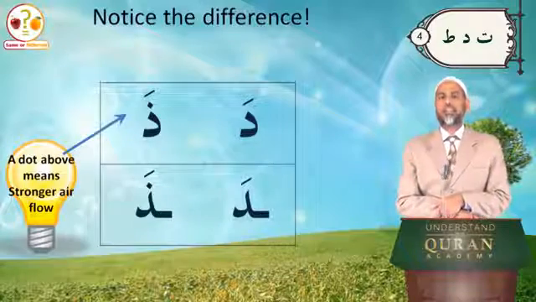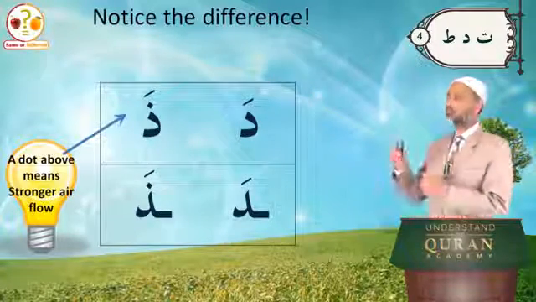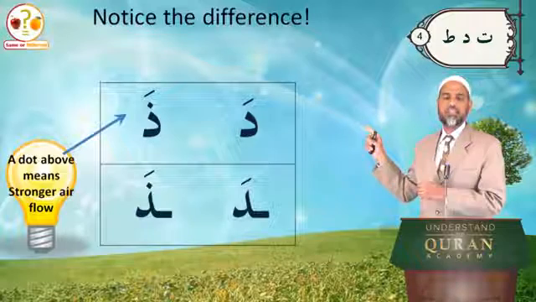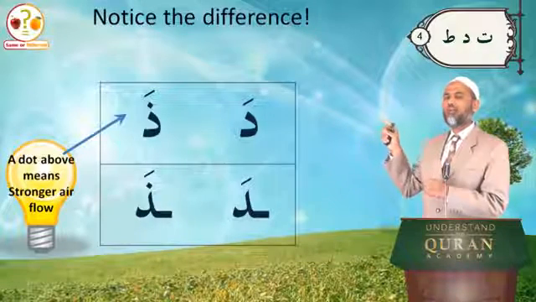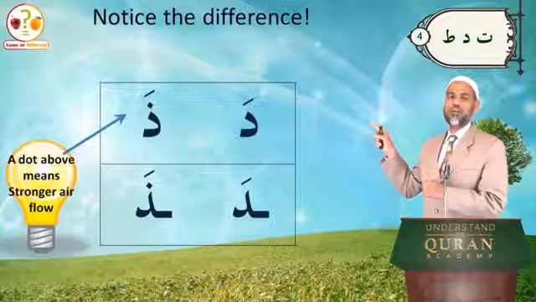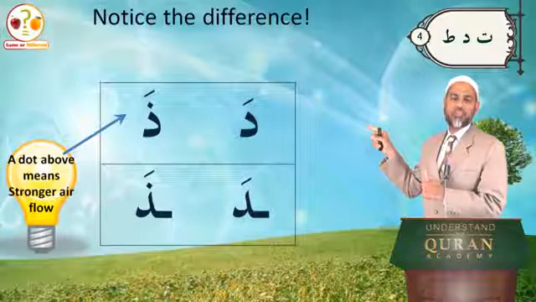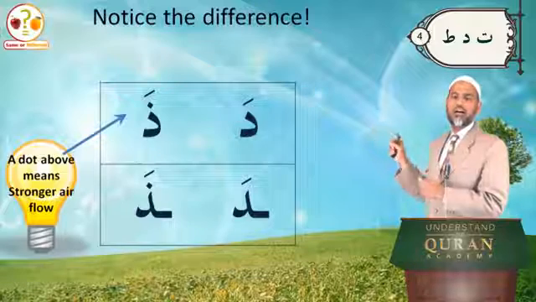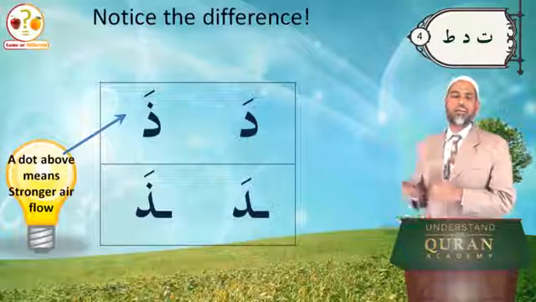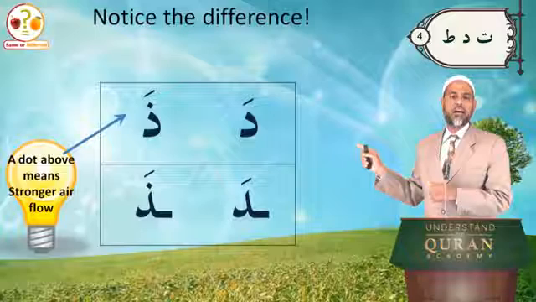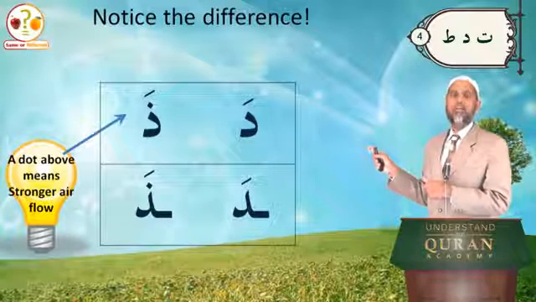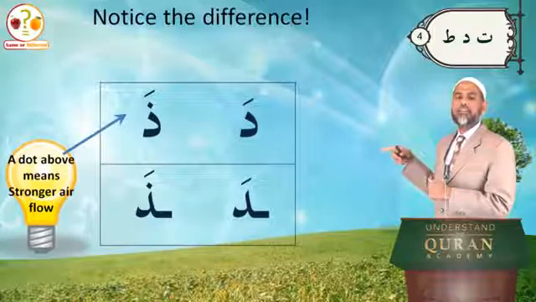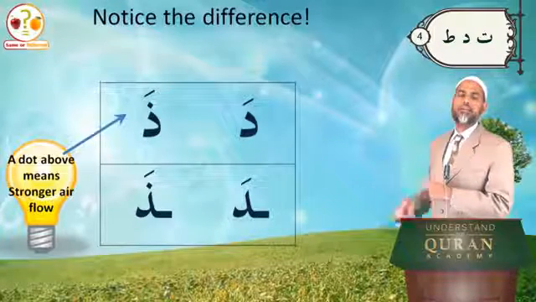Notice the difference again in these two letters. First one is da and the second one is the. Da, the. And remember, the dot above means stronger airflow. The examples given below are with connectors. Da and the. And remember, for dal and dal, or the here, the connectors are at the bottom.